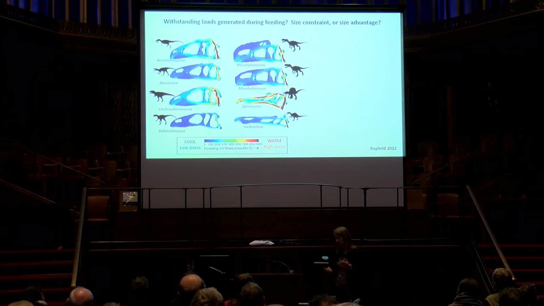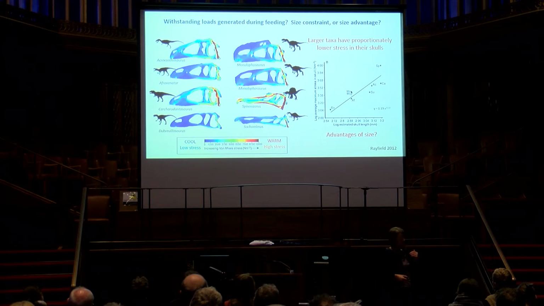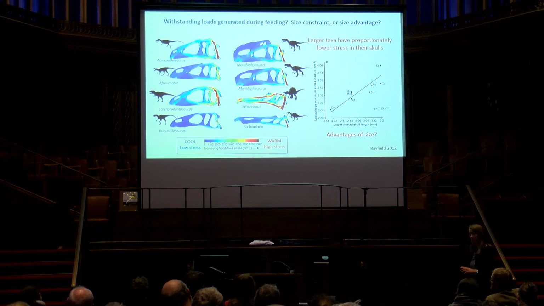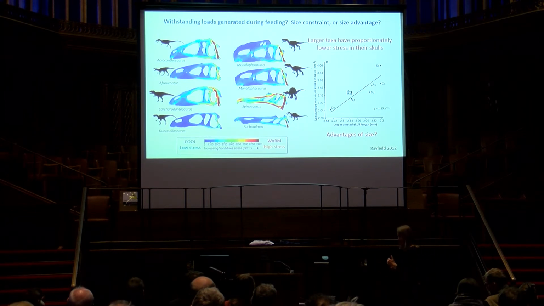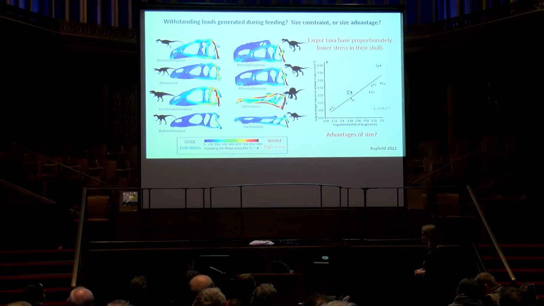And for this variety of different taxa here, if we plot the amount of stress in the skull against skull length, we find that skull stress increases, but actually it increases with negative allometry, so that these larger taxa have got proportionally lower stresses within their skulls. So perhaps this may be a reason why we're seeing this convergence towards similar shapes in our large body taxa, and there may be some kind of advantages of large size in terms of accommodating stresses within the skull.